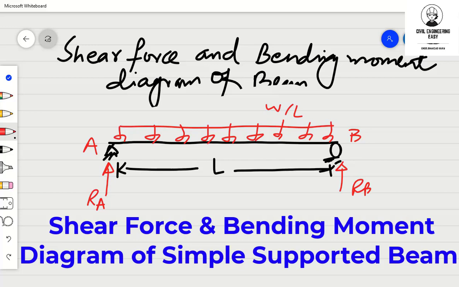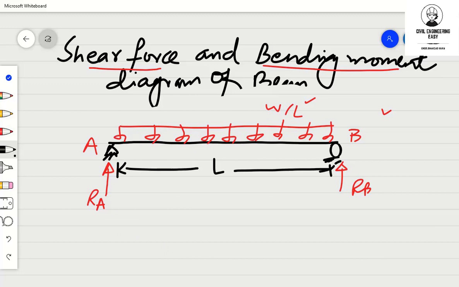In this short video, I will show you how to find out the shear force and bending moment diagram of a simply supported beam having a uniformly distributed load applied on the entire span of the beam. First of all, we will calculate the reaction at support A and the reaction at support B. For that, first you need to convert the entire distributed load to a point load. How can you do that?